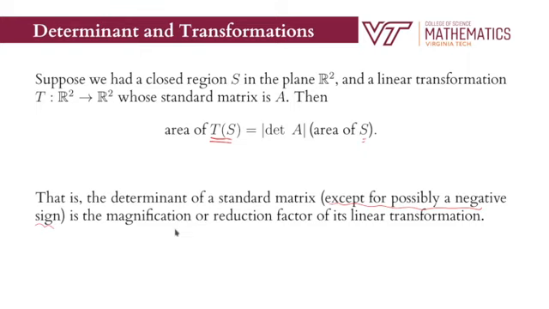So when the determinant is 4, it means it makes shapes 4 times bigger. When the determinant is negative 2, even though that's negative, it doesn't make the shapes smaller, it makes them bigger by a factor of 2. A determinant of 1/2 would make shapes smaller, by a factor of 1/2. All right, let's move on.